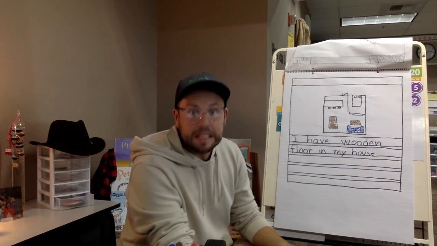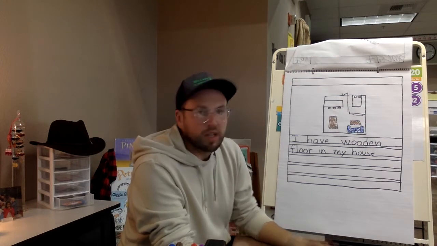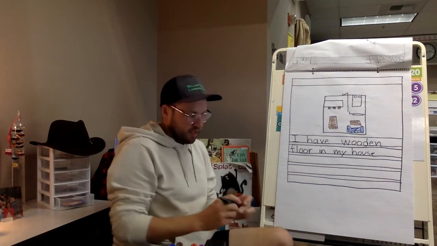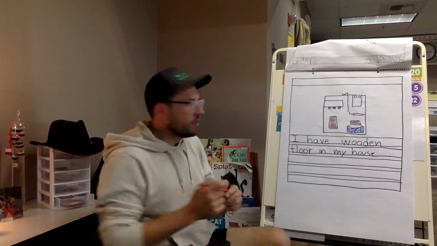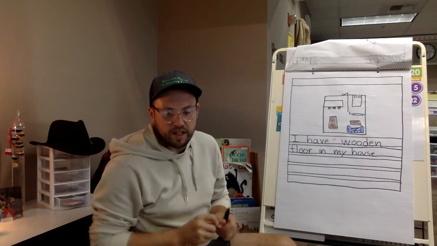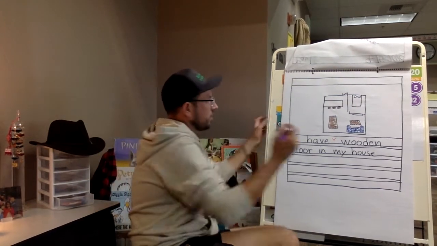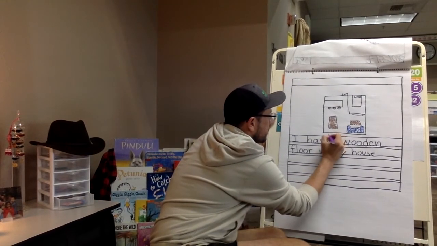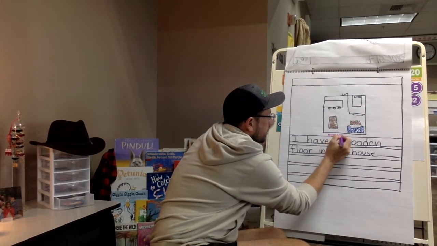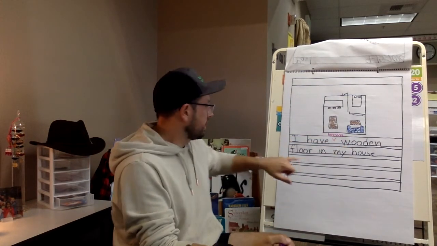Oh, I just thought of a detail that I didn't put in there. I have brown wooden floors. So when we want to add details after the fact, what you can do is draw a little caret like this. We call that a caret. And then we're going to put the word that we wish we would have put in there above it. So now when we read it, we can say, I have brown wooden floors in my house.